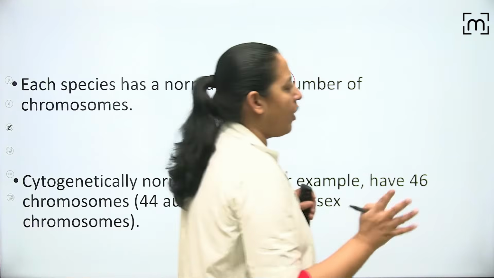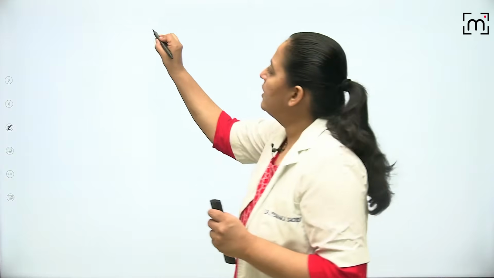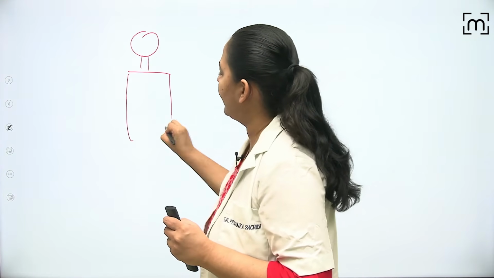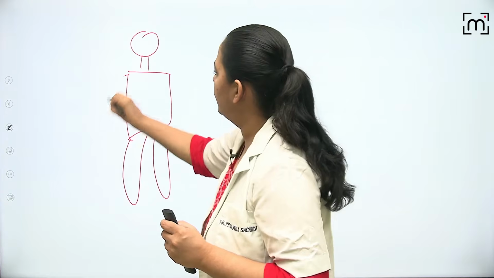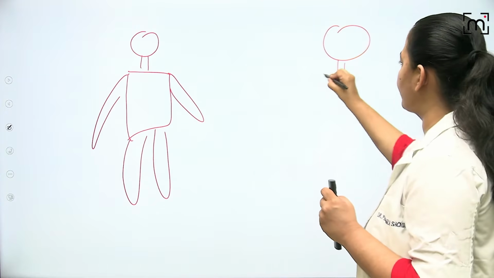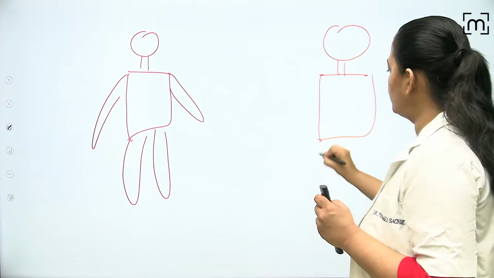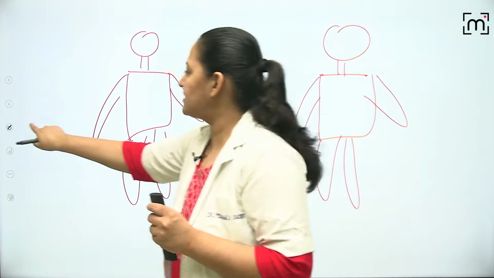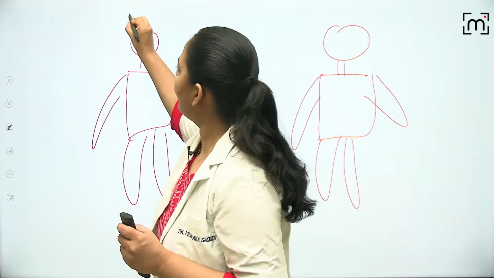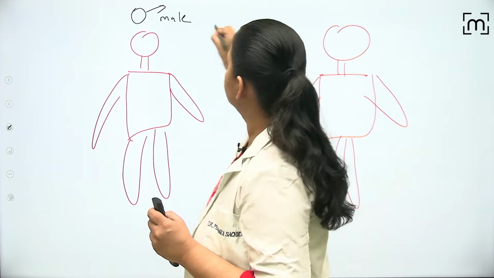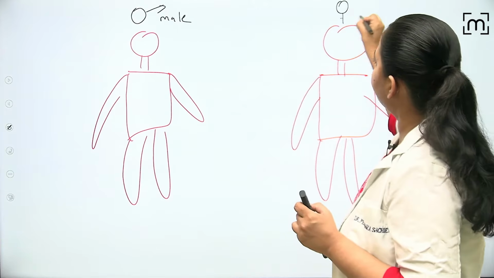Okay. So let me draw a diagram of a human male and a human female in front of you. So let me draw a male. This is the rough diagram of a male. And let me draw the rough diagram of a female. Why am I drawing these two diagrams? Let me explain what I want to explain in these two diagrams. So this is a female. Just suppose this is a male, and this is the diagram of a female.